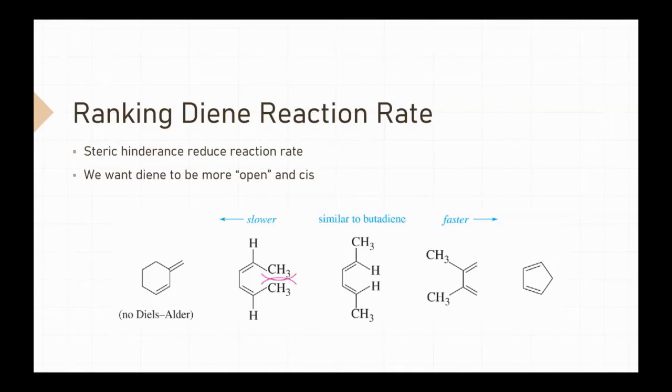And then if you add electron withdrawing groups, that's going to make it weaker. If you add electron donating groups, that's going to make it stronger, because we want our diene to be electron rich.